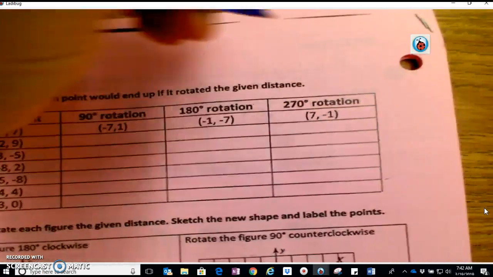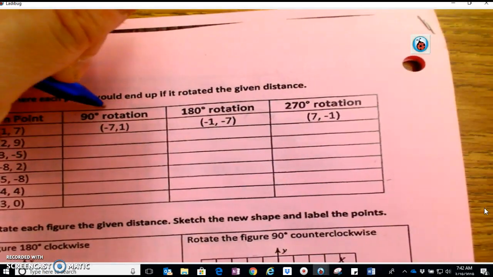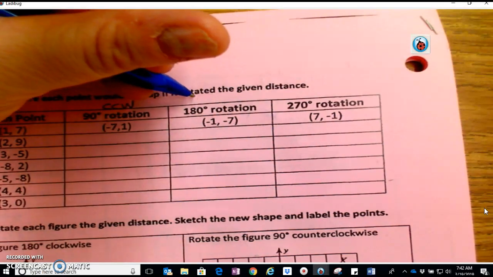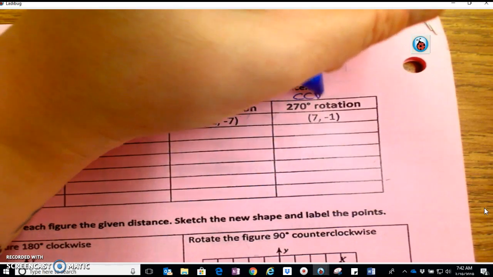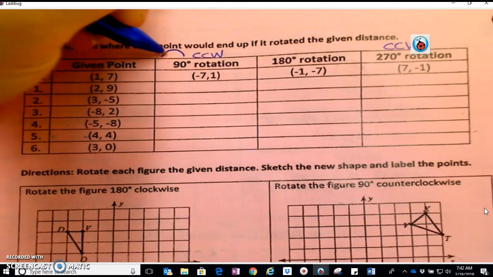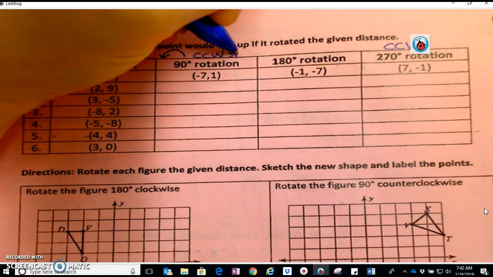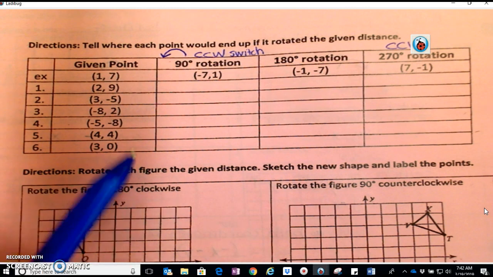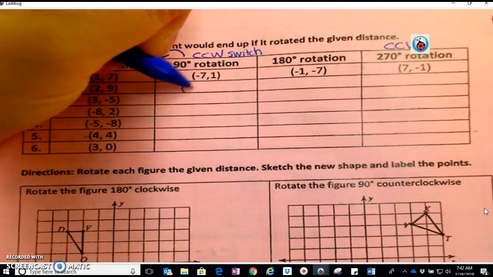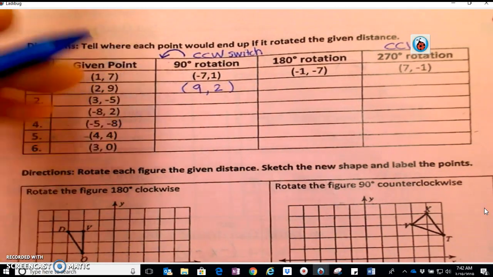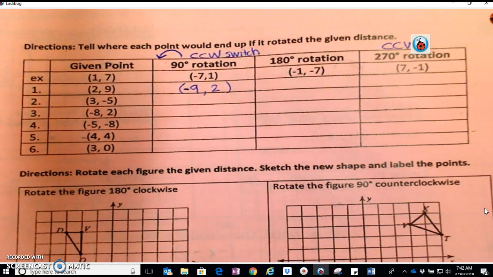I would like you to do, all of these are counterclockwise, so 90 degrees counterclockwise. 180 doesn't matter. So a 270 counterclockwise. All right, so just to give you an idea, again, a 90 degrees counterclockwise means we're going to go to the left, and I'm going to write myself a note that reminds me, oh yeah, I have to switch them. Okay, so that means that I'm going to switch the 9 and the 2, and then because I'm going to the left, the X value is going to become the opposite.